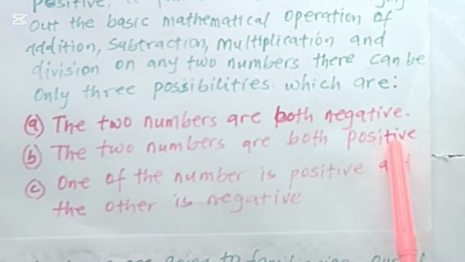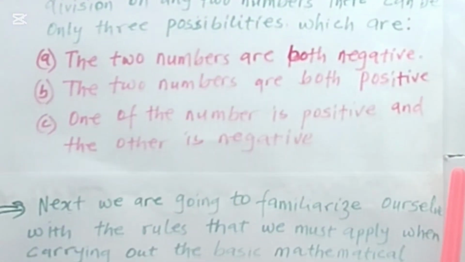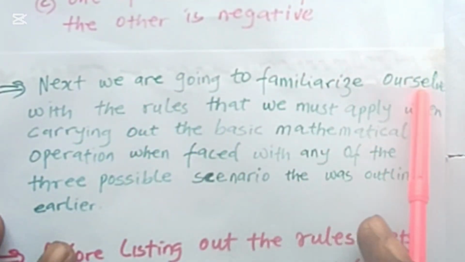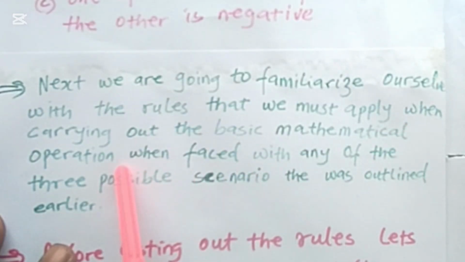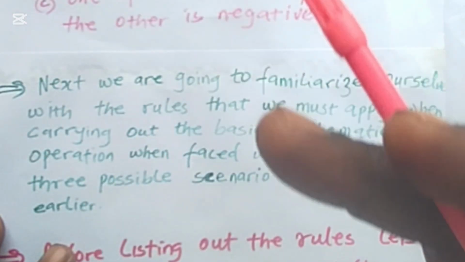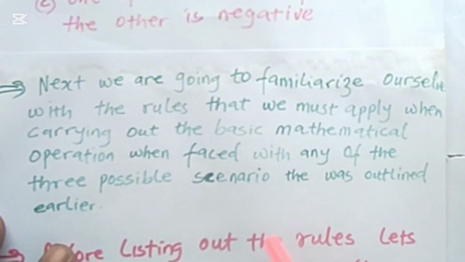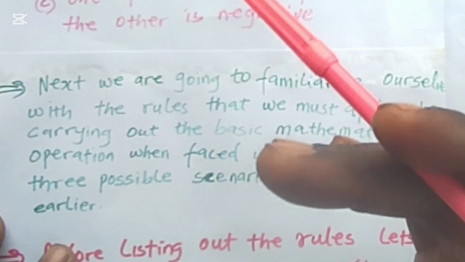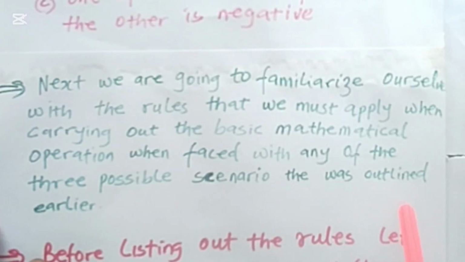There are equal rules that apply to when you want to add, subtract, multiply, or divide two positive numbers. There are also rules that apply to when you want to multiply, divide, add, or subtract two numbers such that one is positive and the other one is negative. So what we are going to do now is familiarize ourselves with these rules. When we familiarize ourselves with these rules, then we must have answered the first question. We'll get to somewhere that will be very interesting in our maths journey.